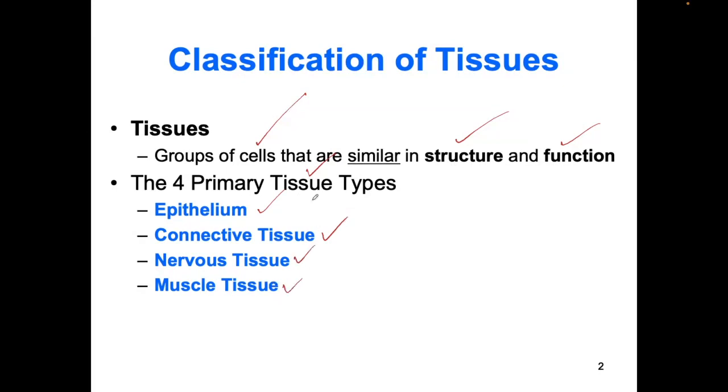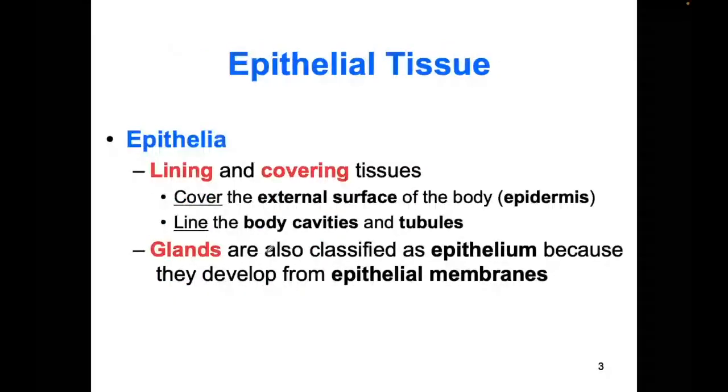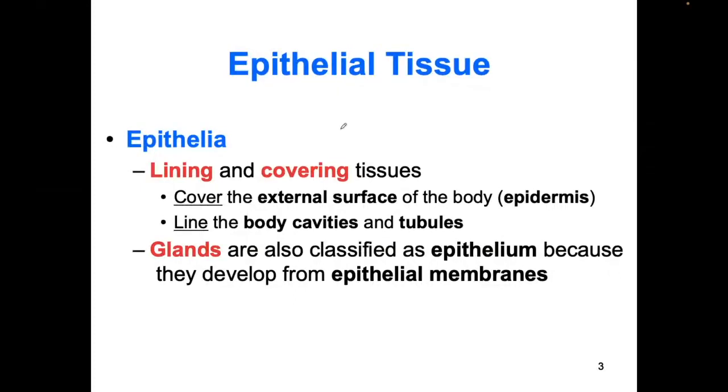And I'm going to break these up into epithelium, which has several subcategories to it. Then we'll pause. I'll create another video just on connective tissue. Then we'll pause, and I'll make one on nerve and muscle because it's much, much shorter. So let's take a look at the first type of tissue, which is epithelial tissue.